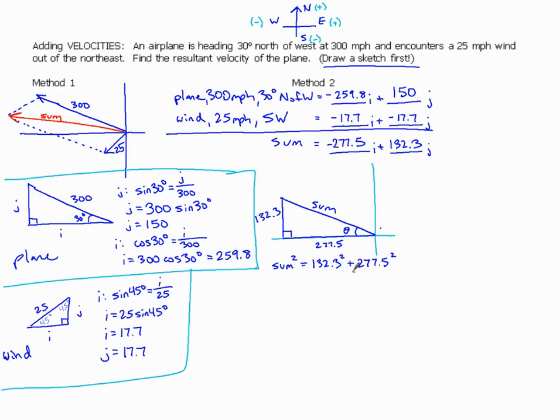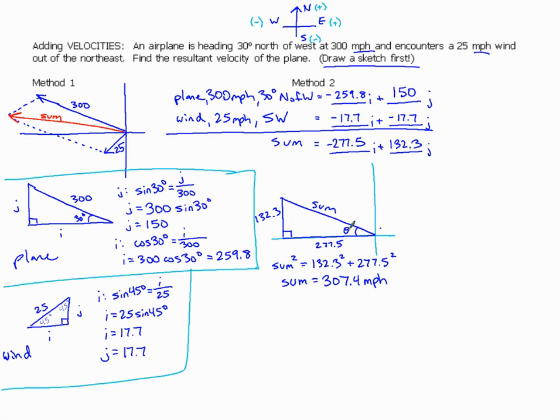And just writing that, skipping all the work being written down. The sum equals 307.4, and this is in terms of miles per hour, because the original velocity vectors were miles per hour.